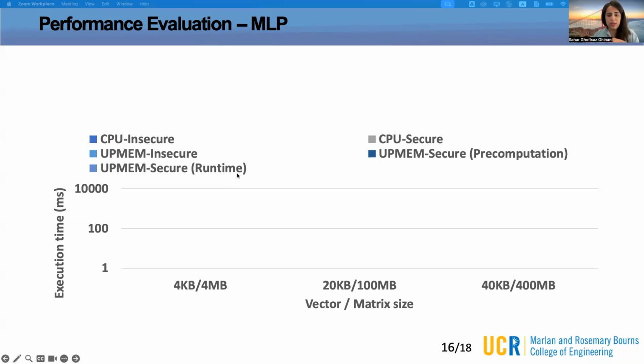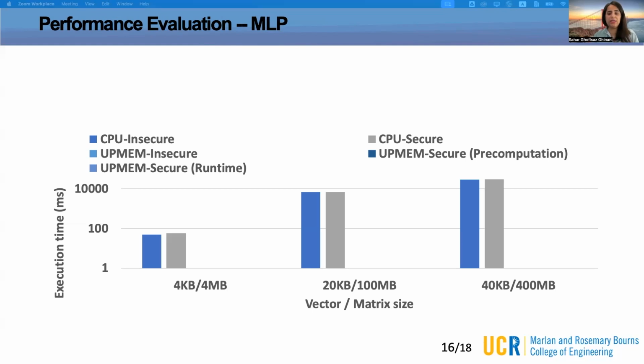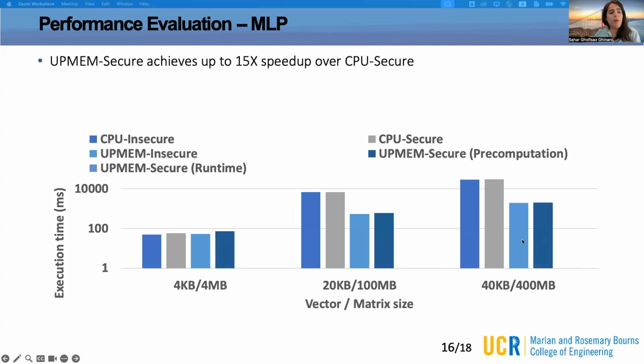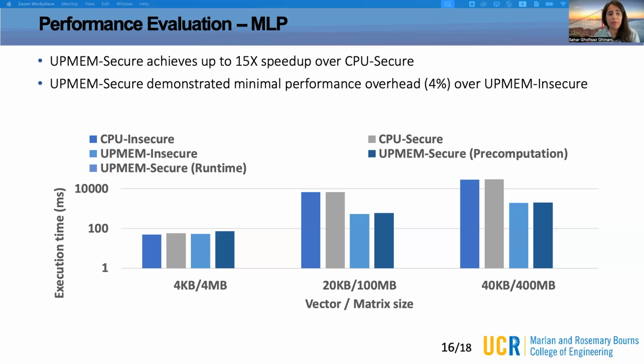Since we used VM-based TEEs, CPU secure didn't present a lot of overhead compared to CPU insecure. Offloading the computation to the UPMEM results in a significant reduction in execution time, specifically for larger datasets, as you can see here. UPMEM Secure, our implementation, achieves up to 15 times speedup over CPU Secure, and it demonstrated minimal performance overhead compared to UPMEM Insecure.